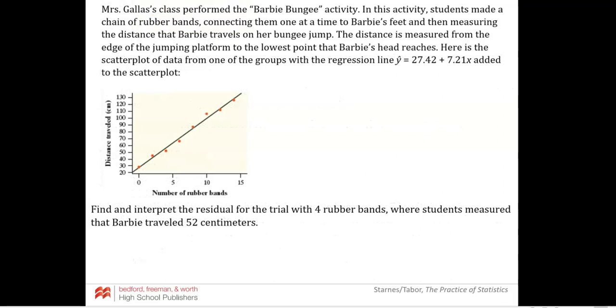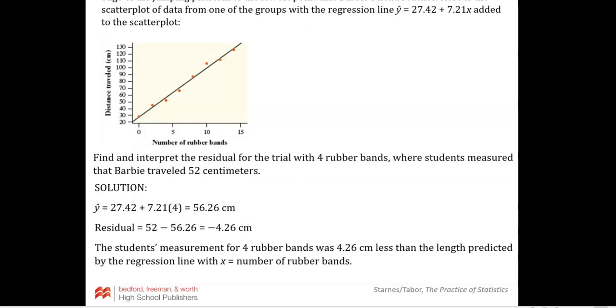Okay, so then this one: find and interpret the residual for the trial with 4 rubber bands. If you look on the graph, you can see there's 4, and it looks like about 50 there. So that's the actual value. The predicted value is hard to tell exactly, but we could plug in 4 for x, because x is the number of rubber bands. So 27.42 plus 7.21 times 4, we get a predicted value of 56.26. I guess they saw the actual as 52. I wasn't sure what it was. I thought it might be 50.